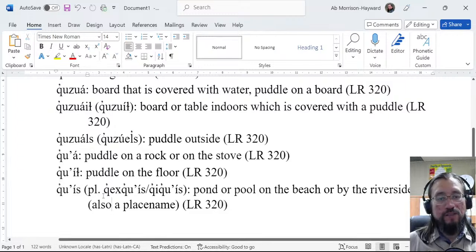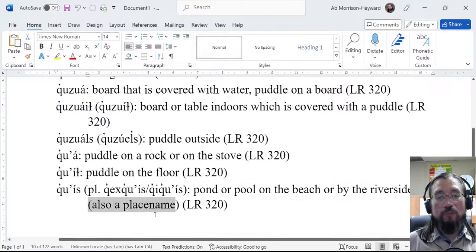K'ois is singular. There are two plural forms. You can say k'ois, k'ois, or you could say k'ois, k'ois. Either way is fine. There are just two different ways of saying k'ois in plural form. So this refers to a pond or pool on the beach or by the riverside.